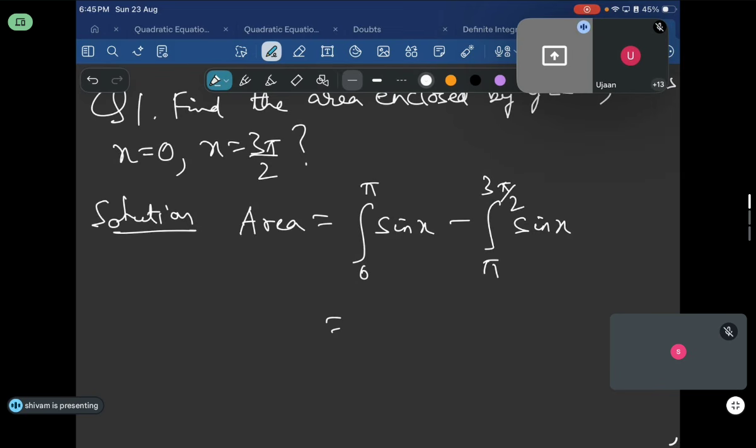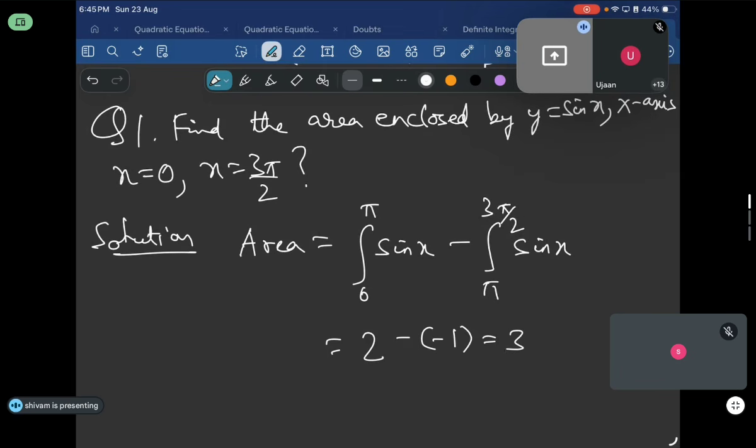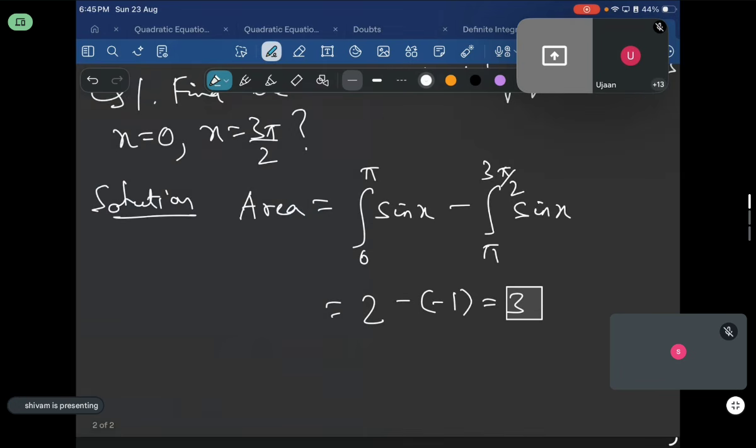You must know that in this interval, sine is above the x-axis or below the x-axis. You must know, or else you have to draw it. So sine from 0 to pi, what is the area? This is 2. And this is actually minus 1. So minus of minus 1. This will give us 3. Tell me, are people getting it? Next.